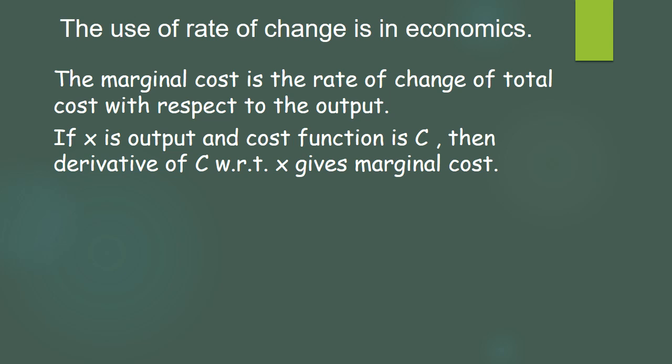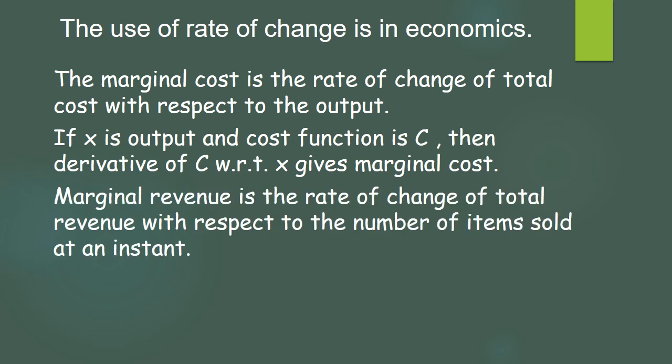Another is marginal revenue, which is the rate of change of total revenue with respect to the number of items sold at that instant. So if the number of items sold is x and the revenue is a function of x, normally denoted by R of x, then the derivative of R of x with respect to x will give you the marginal revenue at the given instant.